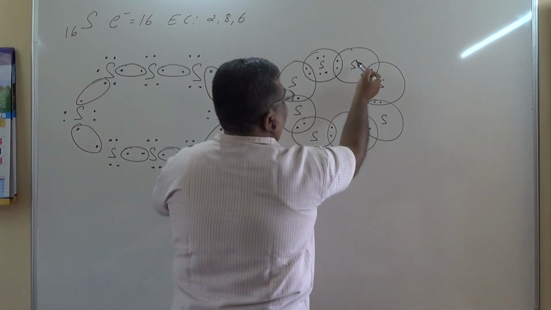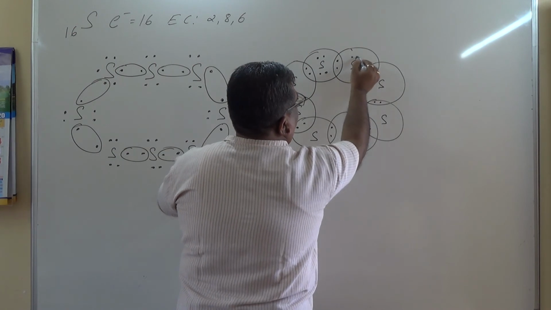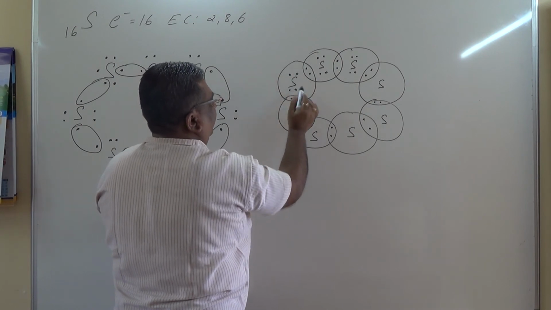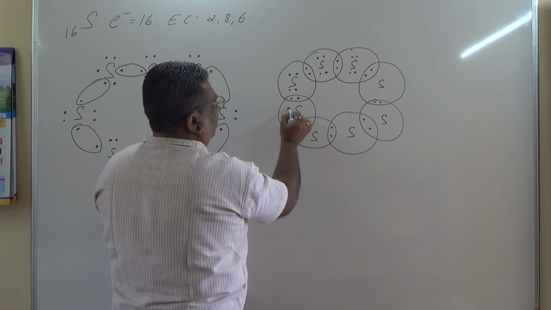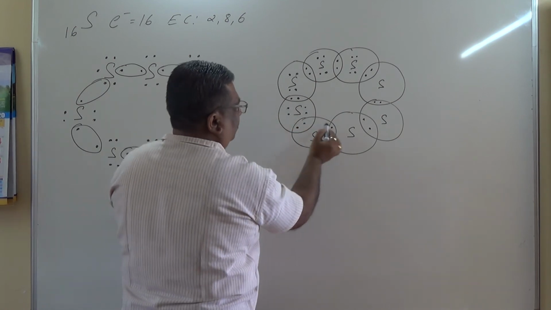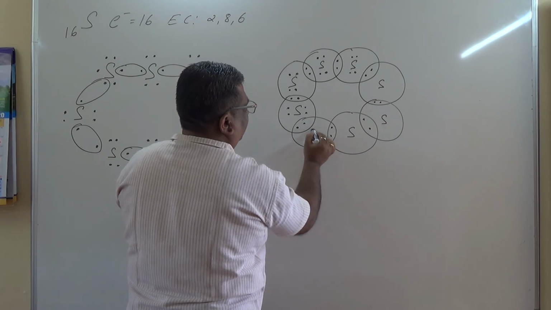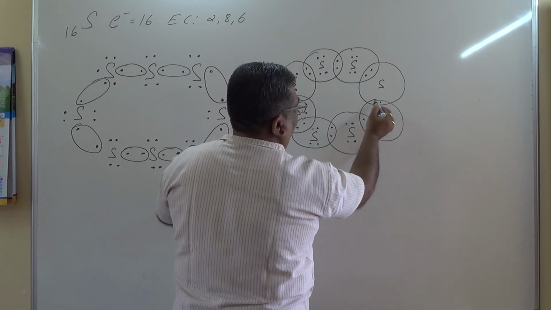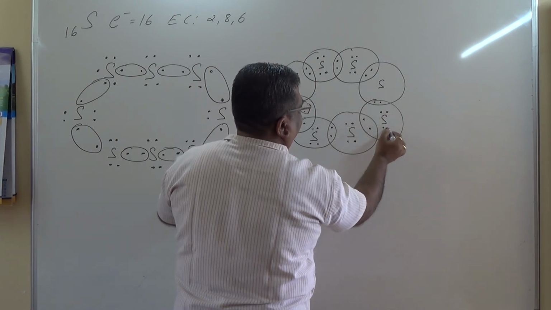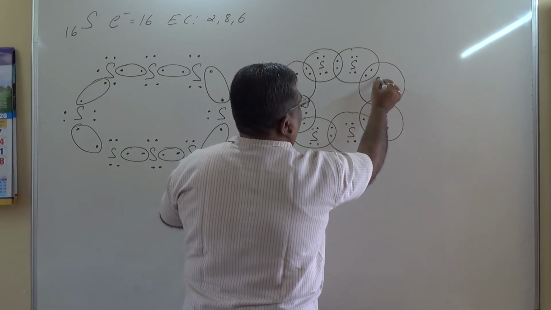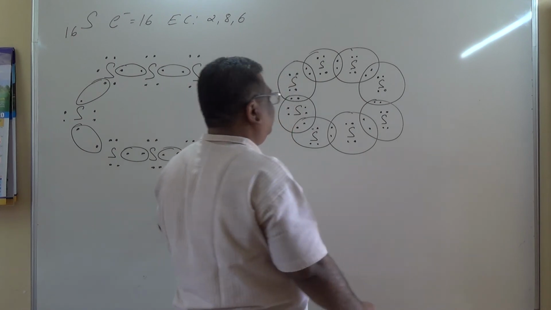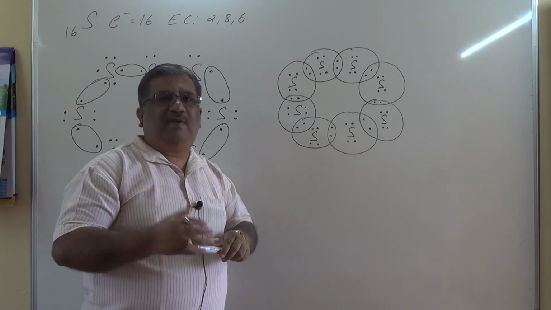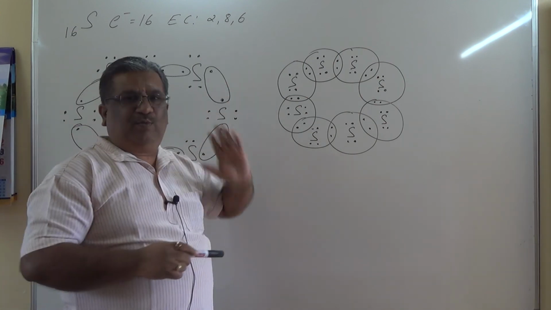So 8 electrons for this one, and likewise for each of the other sulfur atoms, 1 to 8. So sulfur has achieved chemical stability by means of the octet rule, and it is the S8 molecule.